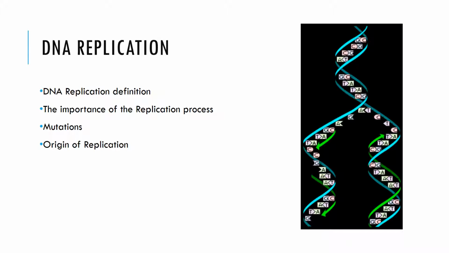DNA replication is the process by which a double-stranded DNA molecule is copied to produce two identical DNA molecules. The reason that the replication process is so important is because when a cell divides, the two new daughter cells must contain the same genetic information, or DNA, as the parent cell.